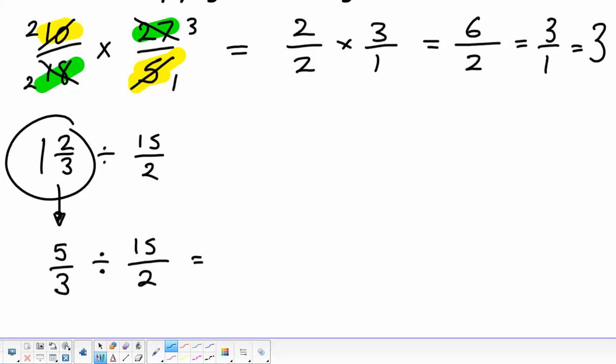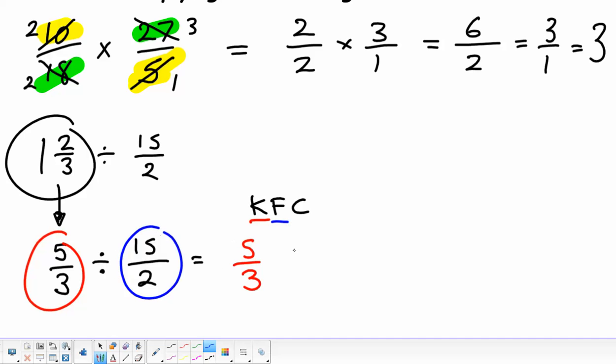Now at this stage, we mentioned last time about KFC. We're going to keep the first fraction, flip the second fraction, and change the divide into a times. We can now perform the multiplication.